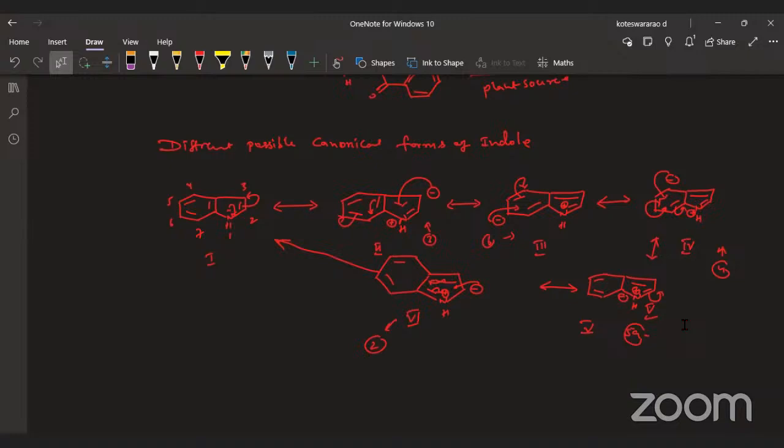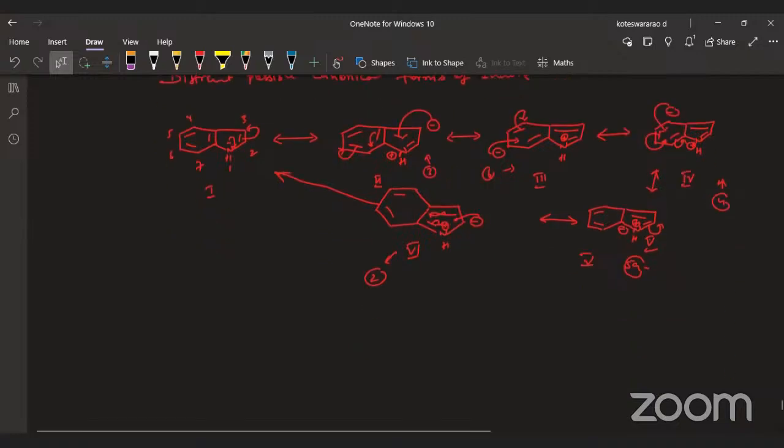Now, based on this, it majorly undergoes electrophilic substitution reactions at the second and third positions. Nucleophilic substitution reactions take place on the benzene ring instead of the 5-member ring, but experimentally some nucleophilic substitution reactions also take place on the 5-member ring, right?